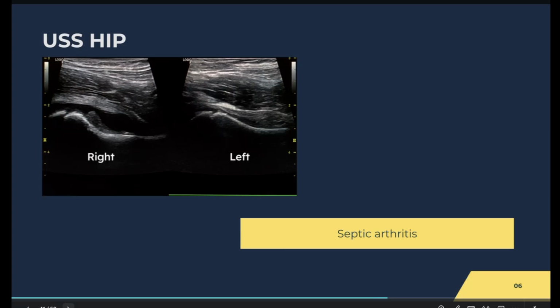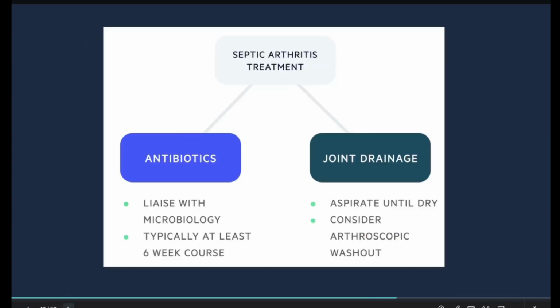Yes, septic arthritis is what we're worried about. That's perfect. So what you would do is synovial fluid aspiration and draining the joint. You would aspirate until it's dry and also think about arthroscopic washout. In the meantime, you would also think about antibiotics for at least 6 weeks because this is an infection in the joint, so it's very important to clear it out. This would probably be done in collaboration with the orthopedic team and microbiology as well.